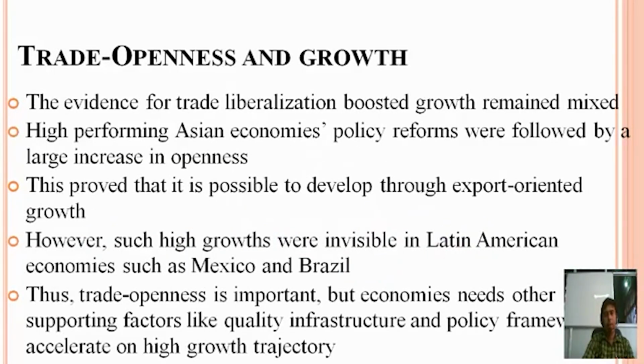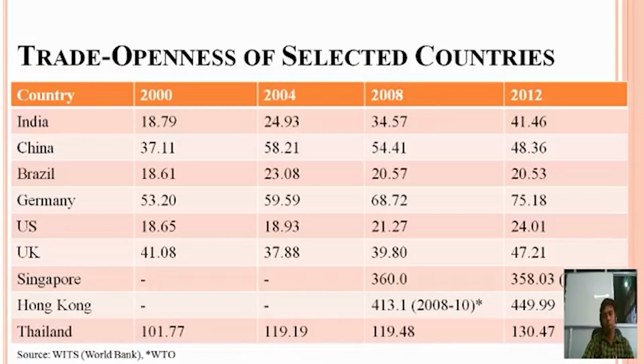The evidence that trade liberalization boosted growth has remained mixed. In high-performing Asian economies, policy reforms were followed by a large increase in openness. This proved that it is possible to develop through export-oriented growth. However, such high growth was not visible in Latin American economies such as Mexico and Brazil. So trade openness is important, but economies need other supporting factors like quality infrastructure and a policy framework to expedite the high growth process.